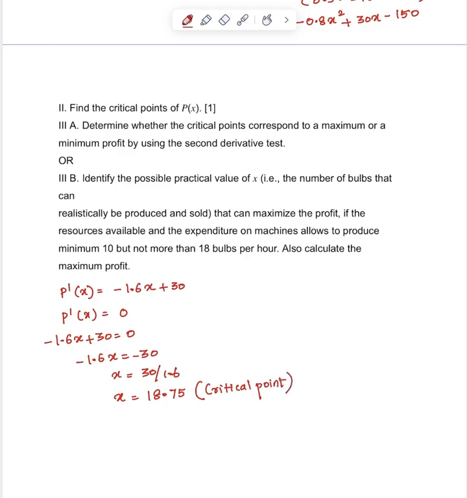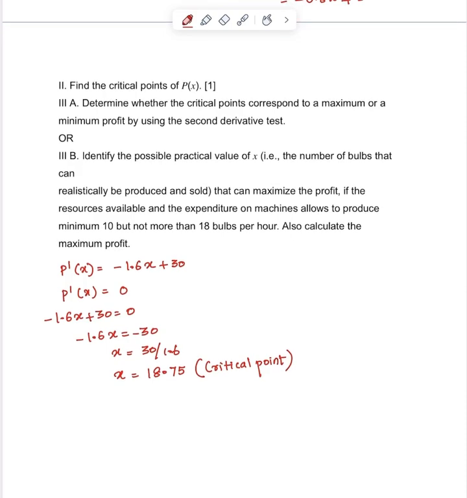But we don't know whether this is going to give us a max or min profit. So we have to figure that out. We'll move on to the third subdivision.